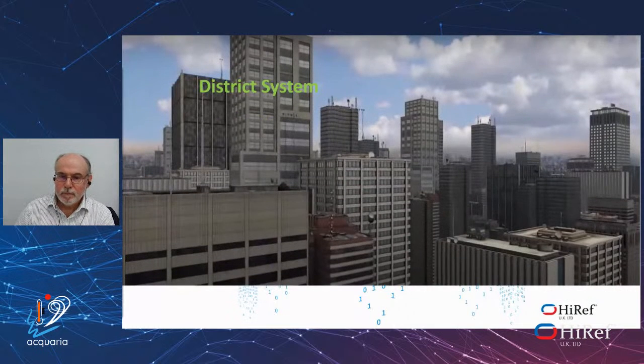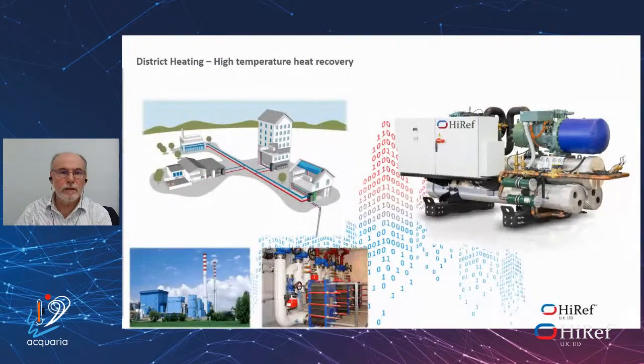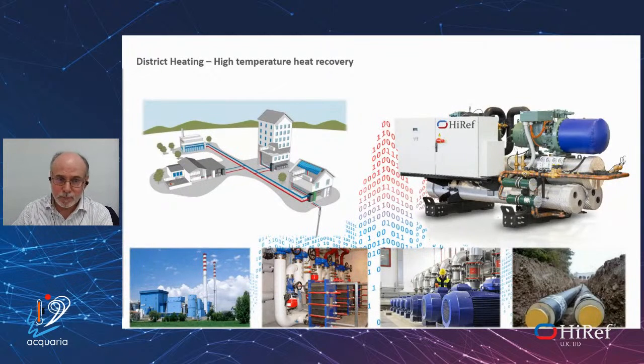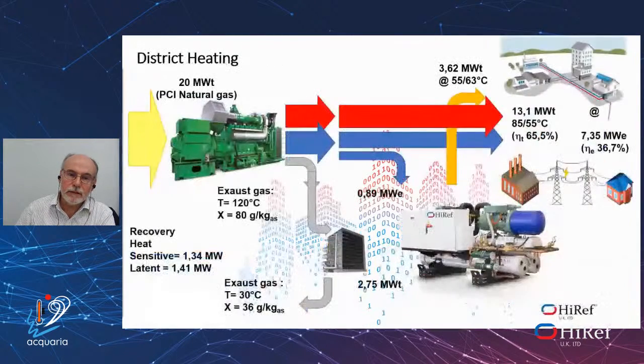Now, with the buildings, you can look at the water loop as a district system or as a local system. The local system, in this instance, is the building itself. Because when you look at district heating, you have an energy source or an energy center, and then that's shipping water to the various buildings around the locality.